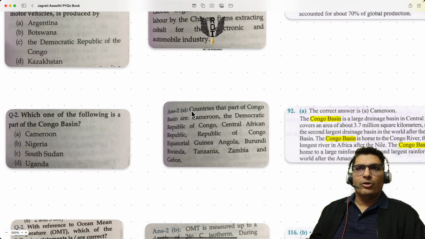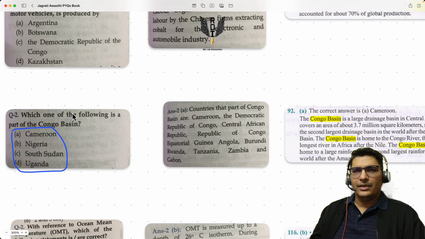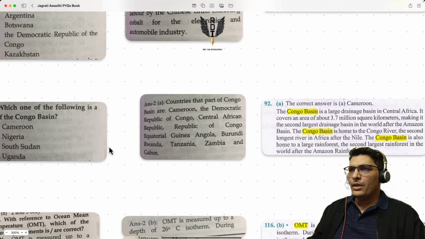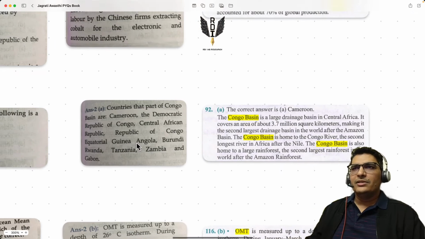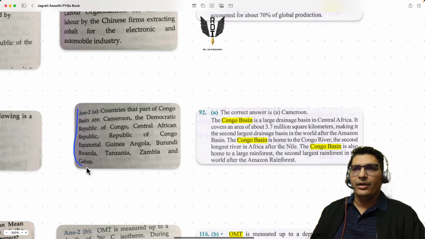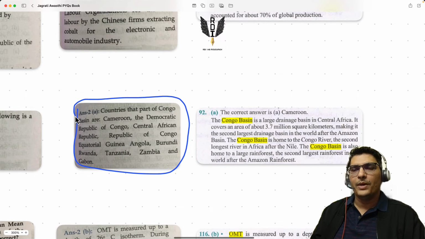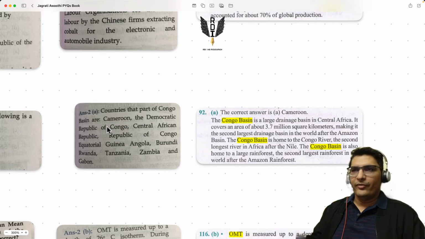Next is this Congo basin. Which country is in the Congo basin, right? Congo, very famous river of Africa, and these countries. I think the solution of this question I also discussed in my last video. So Jagrati Awasthi's book just gave all the countries which are a part of the Congo Basin. So very factual, very memory heavy approach. And Mrunal Patel's book is saying the correct answer is Cameroon.